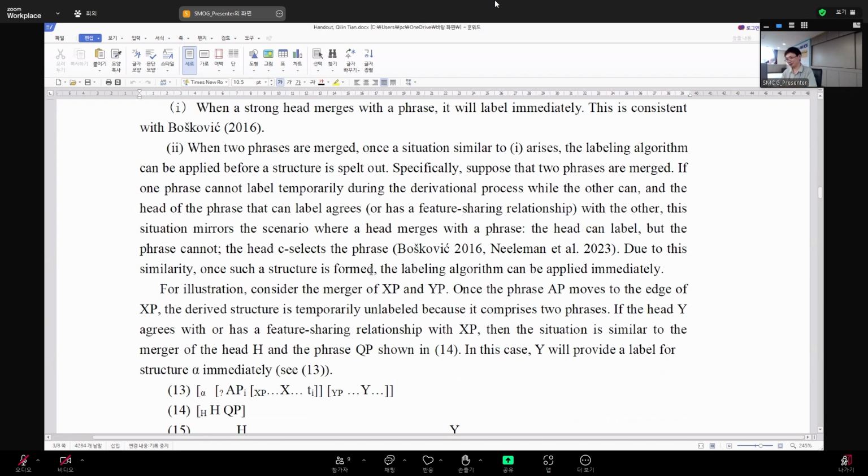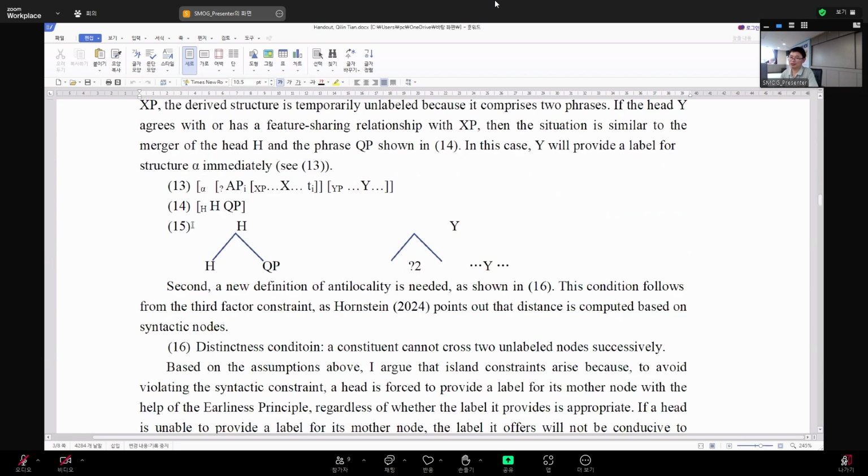My proposal, I think, is a variant of that of musicology. I think this example 15 can demonstrate their similarity. The head H can provide a label to its mother node, and the QP, the maximum phrase, cannot. And here is a head that can provide a label for its mother node, and this phrase cannot provide further labels to its mother node. So you can see that they are very similar.